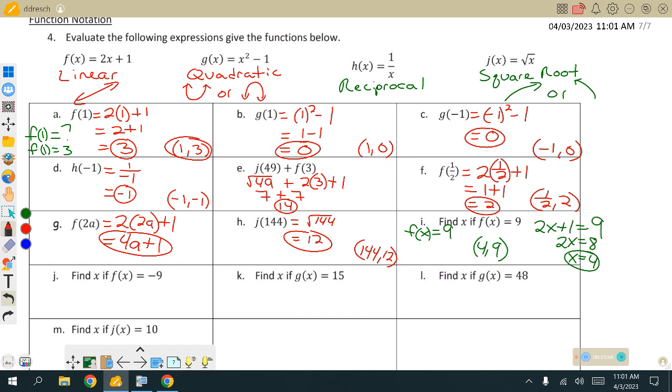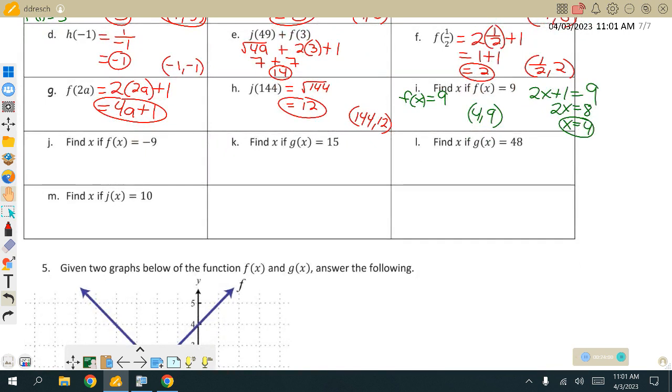On J, again, look at the writing of it. Just look how it's set up. It's not the same. What does x have to be in order to get a negative 9? You're setting up equations and using your equation skills. Subtract that 1 and divide that by 2. X equals negative 5. Again, you're creating an ordered pair. You're just working it backwards. X turned out to be negative 5 in order to get that negative 9.